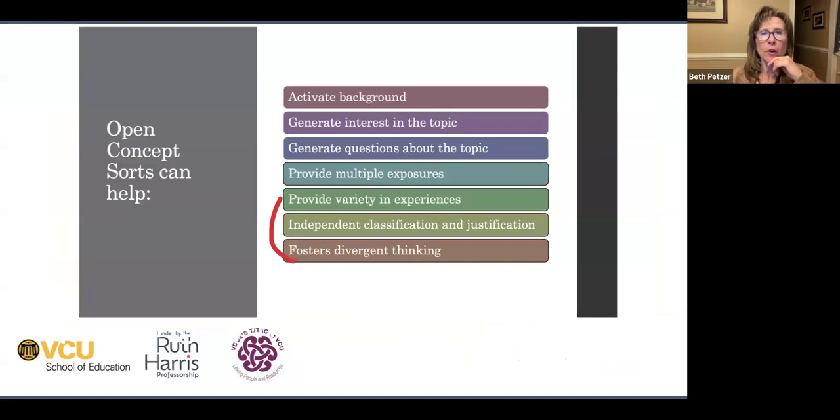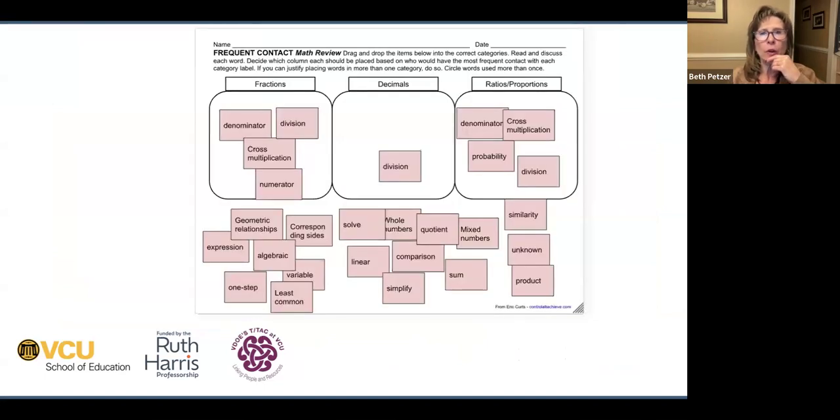And I think I've already talked about the benefits, so I'm going to move on through. Then there are two other sorts that I have, and this one here is a hybrid between closed and open. You've got your headings, fractions, decimals, ratios, proportions, but the students have the ability to debate which one has the most context. So maybe they say denominator and numerator belong in fractions, but one student says, well, division belongs in fractions. But another student says, well, it also belongs in decimals and it belongs in ratio.